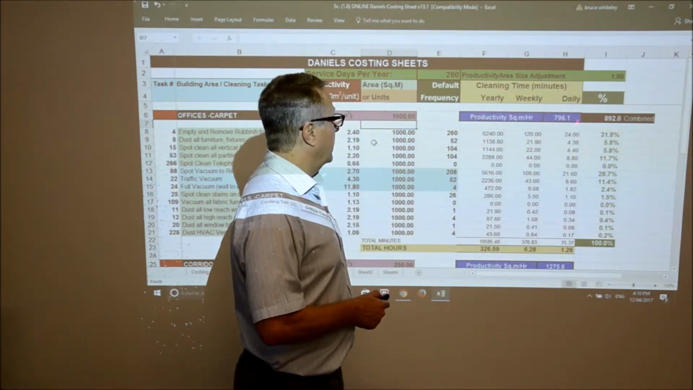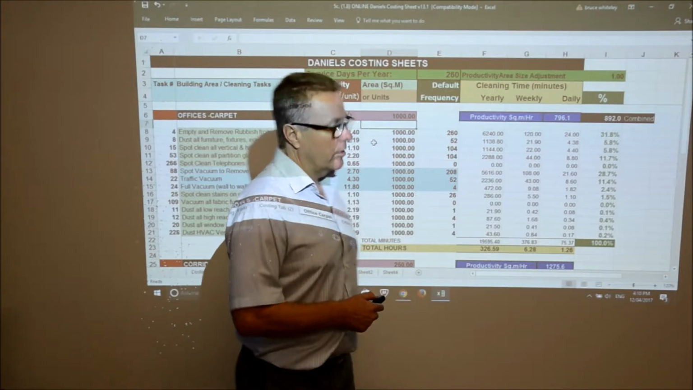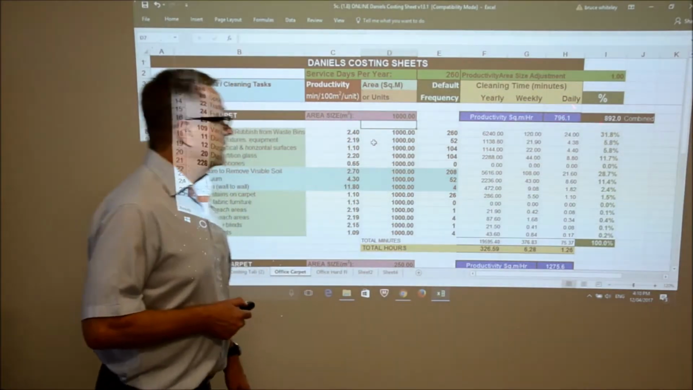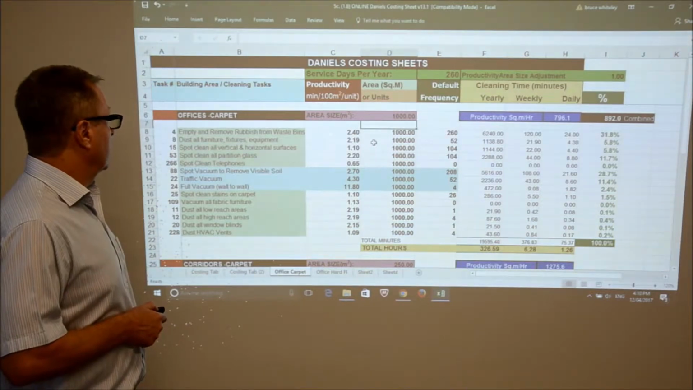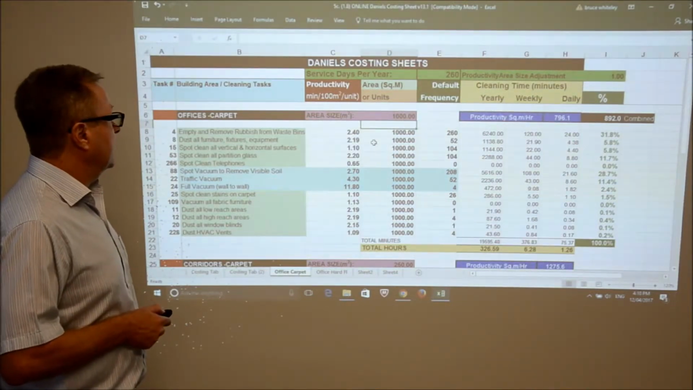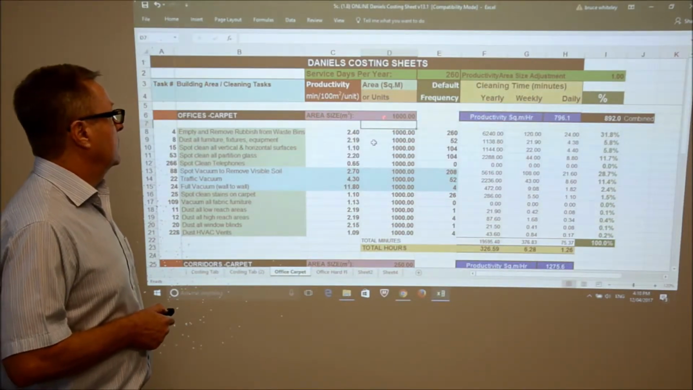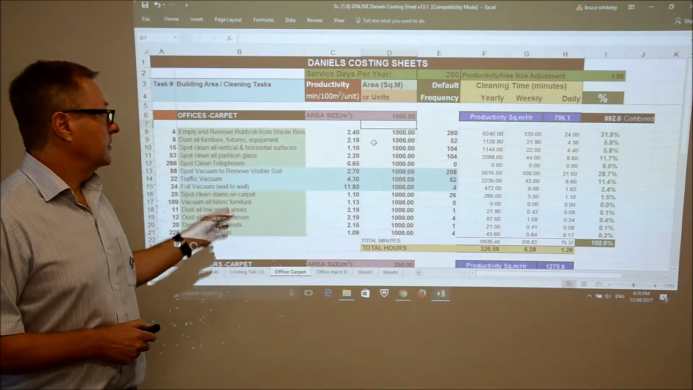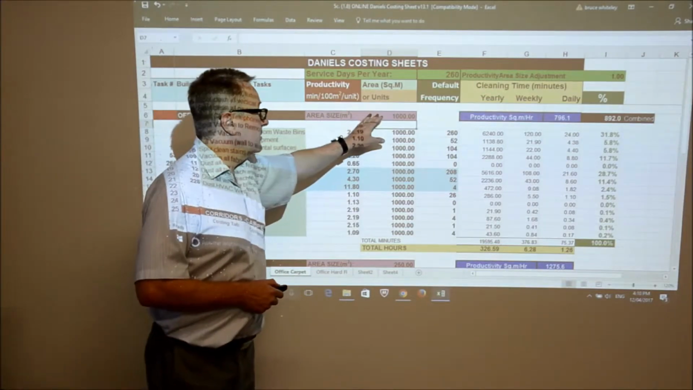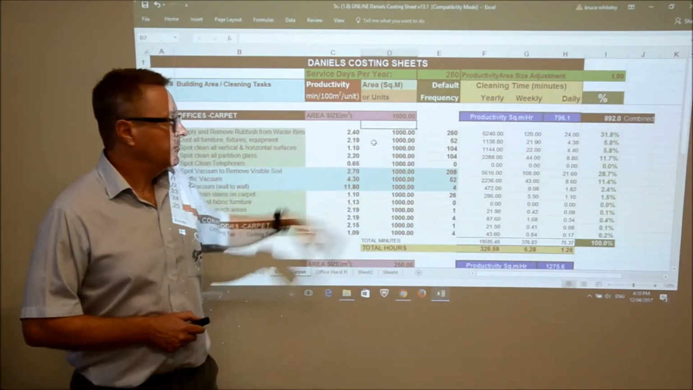However, our productivity per square metre won't change, because the productivity per square metre is based on the cleaning task and the frequency, not on the size of the area. The total time to clean is dependent on the size of the area, but not the productivity.